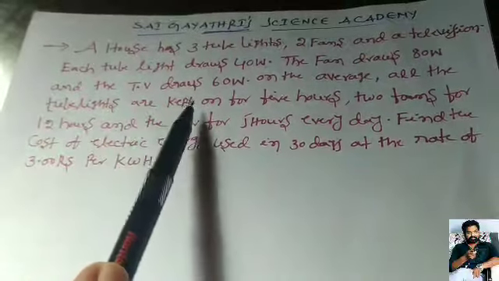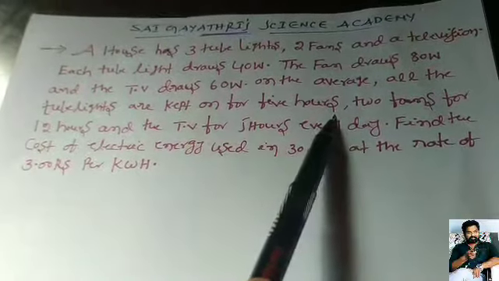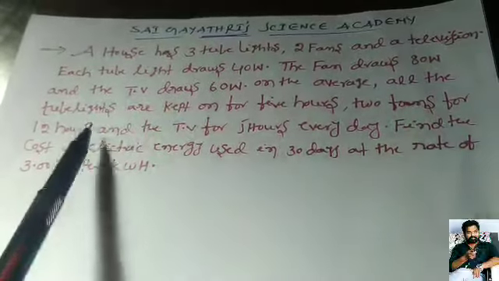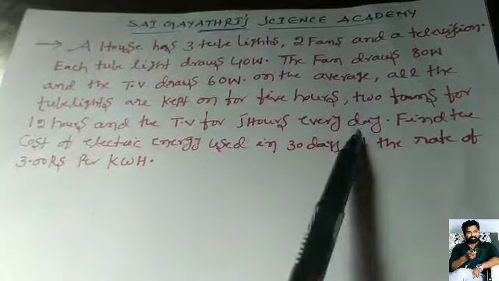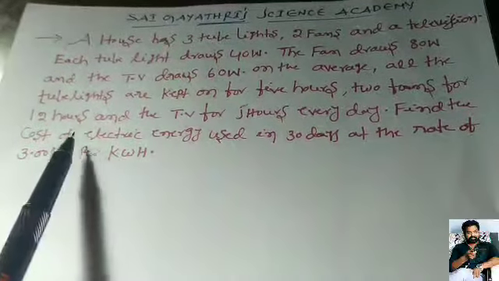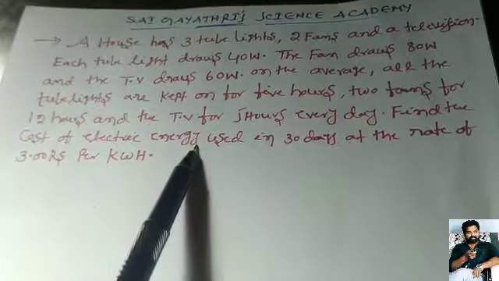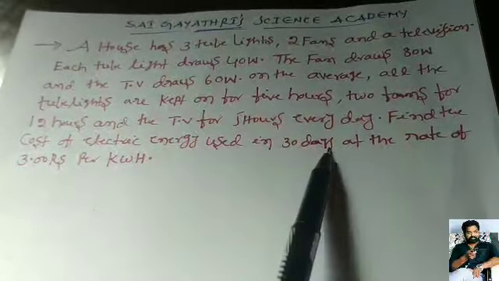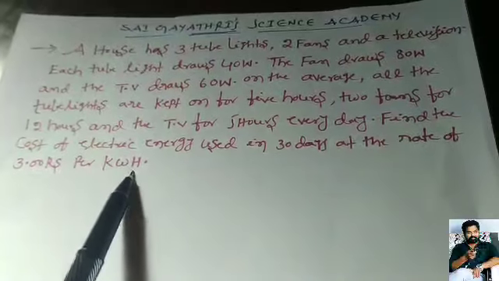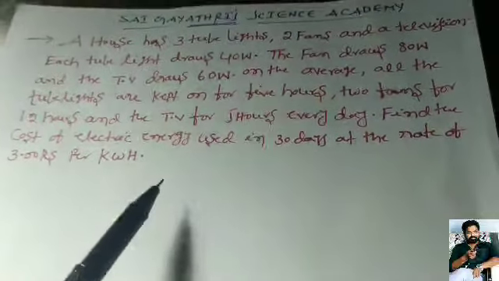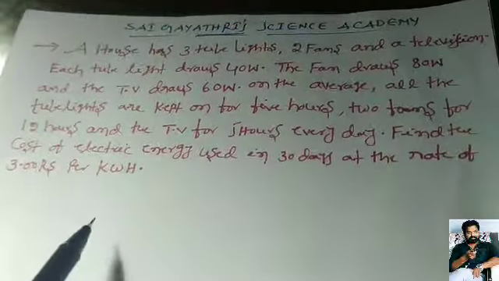All the tube lights are kept on for 5 hours, two fans for 12 hours, and the TV for 5 hours every day. Find the cost of electric energy used in 30 days at the rate of 3 rupees per kilowatt hour. So this is the given problem.